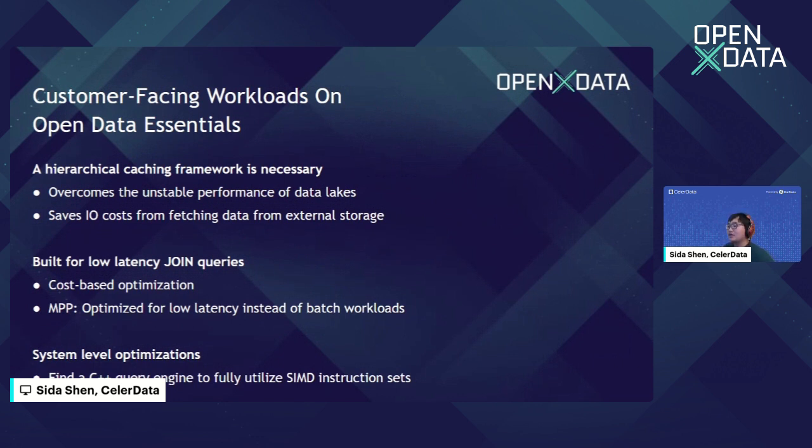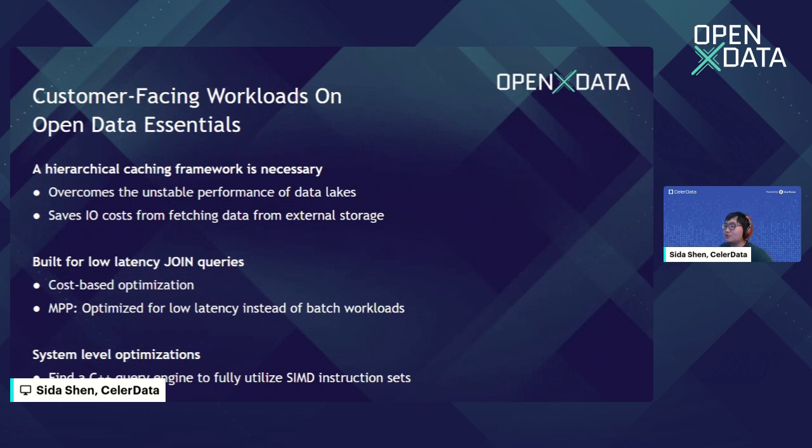So first is cost-based optimization. The optimizer or query planner is probably one of the most important parts of the query engine, so it dictates what query path we take. An optimized query plan and an unoptimized query plan can make a difference of hundreds of times.